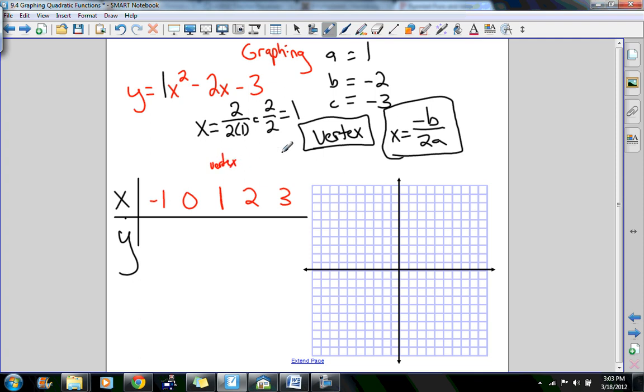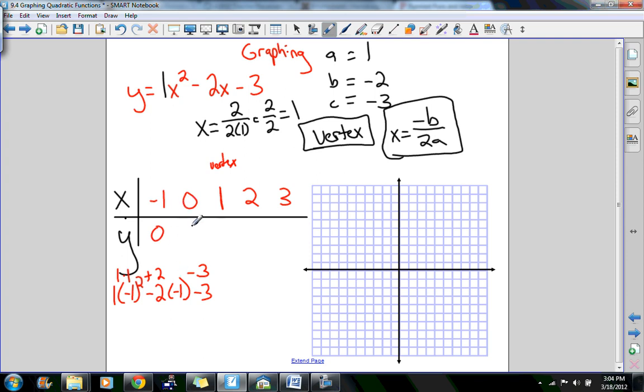So we have to plug each of these values in and figure out what it is. So at -1 will be 1 times -1 squared minus 2 times -1 minus 3. Okay, this is for -1. So this is +1, so that's 1 times 1. This is going to be +2, and this is going to be -3. So it's 1 plus 2 minus 3 is 0.